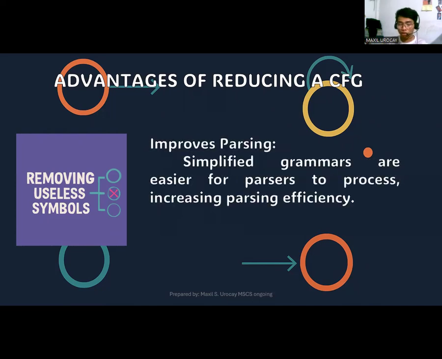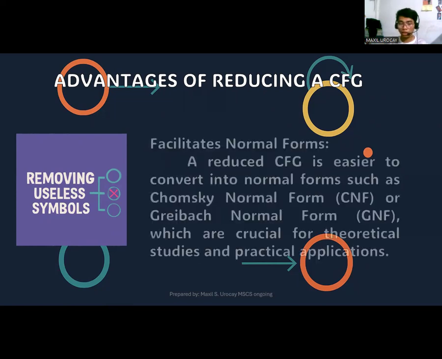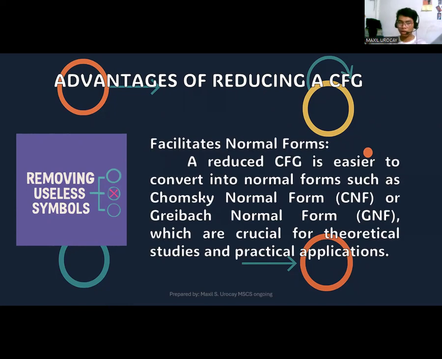Simplified grammars are easier for the parser to process, increasing parsing efficiency. And then optimization: reducing a context-free grammar ensures that only useful symbols remain, leading to a more compact grammar. So it has been simplified and normalized. Then it facilitates normal forms. A reduced context-free grammar is easier to convert into normal forms such as the Chomsky normal form and the Greibach normal form, which are crucial for theoretical studies and practical application.